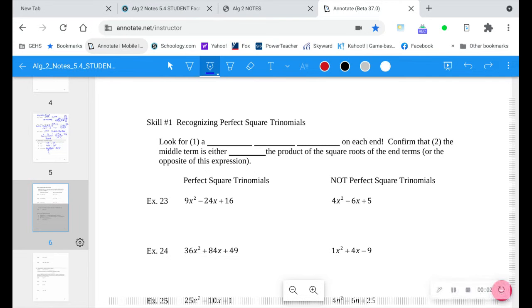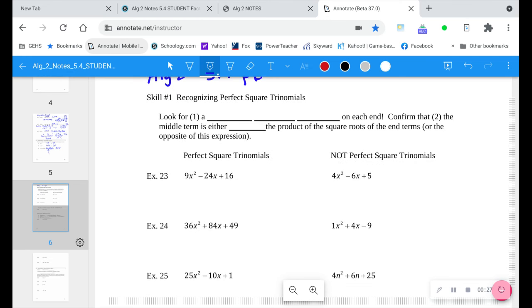Okay, we're picking up where we left off. This is Algebra 2 notes, section 5.4, and this is page 6. We briefly discussed perfect square trinomials on the last page, and what we're going to do here is show you how to recognize them.